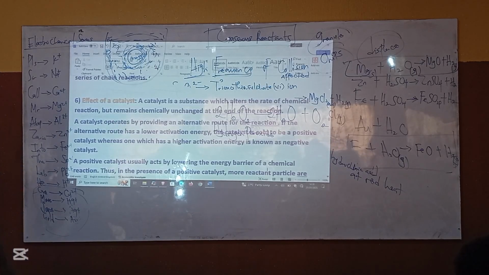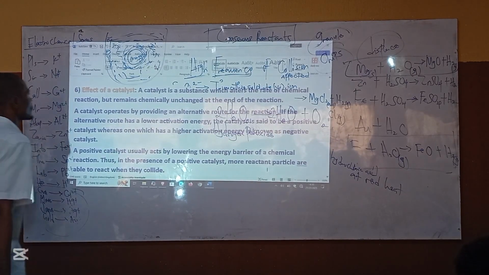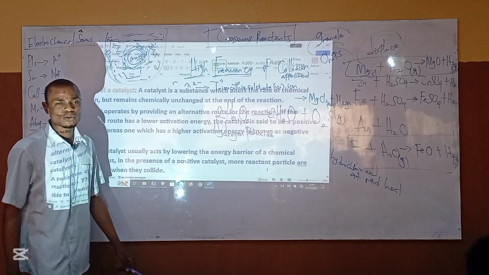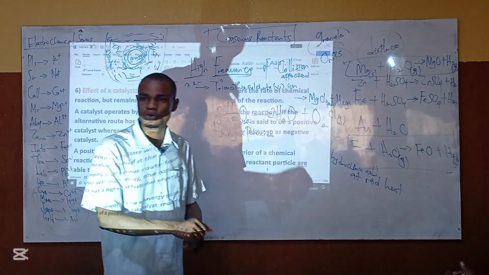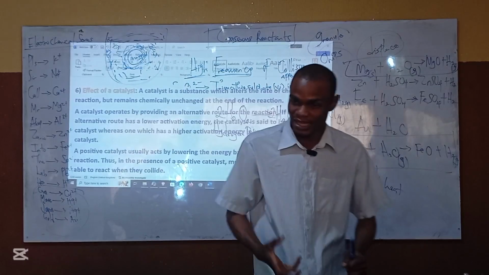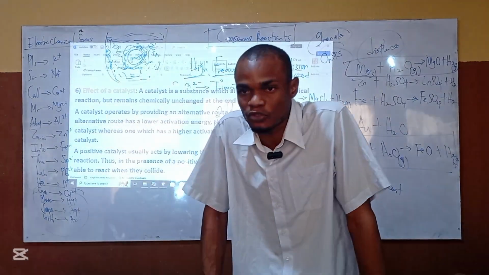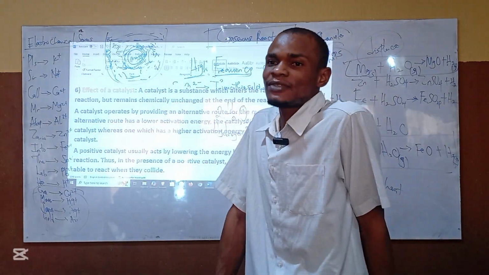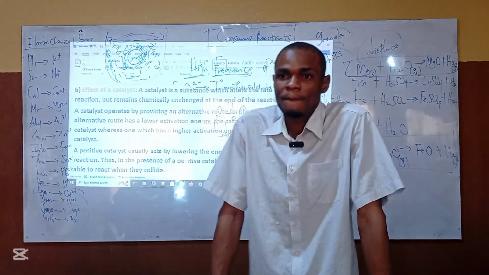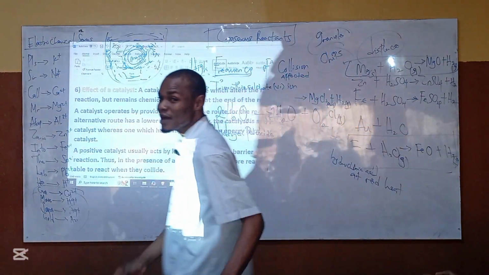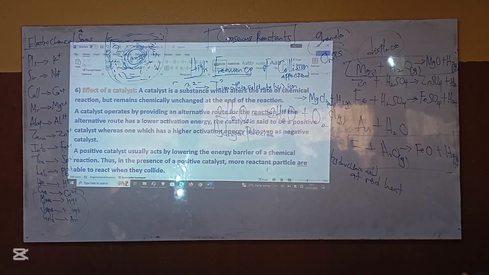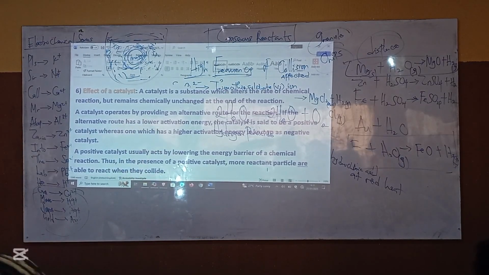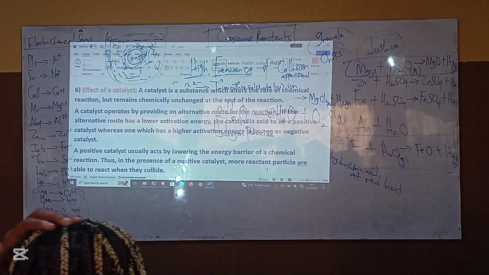Effect of catalyst. Who can define catalyst? Don't say a catalyst is a substance that speeds up the rate of reaction. A catalyst can also slow down the rate of a chemical reaction. Now Marvelous, can you define catalyst for me?